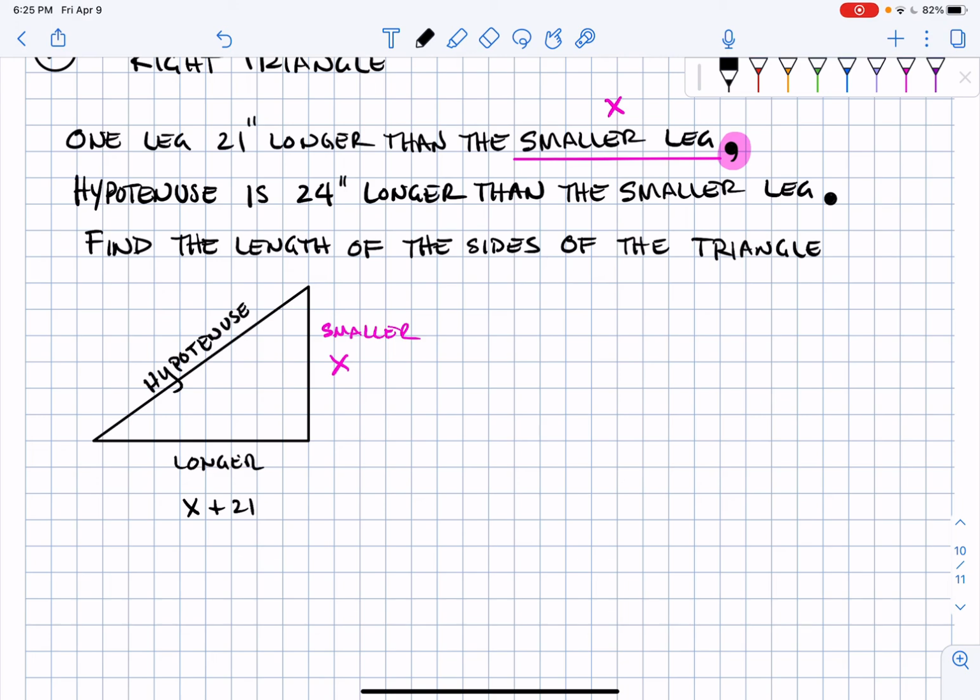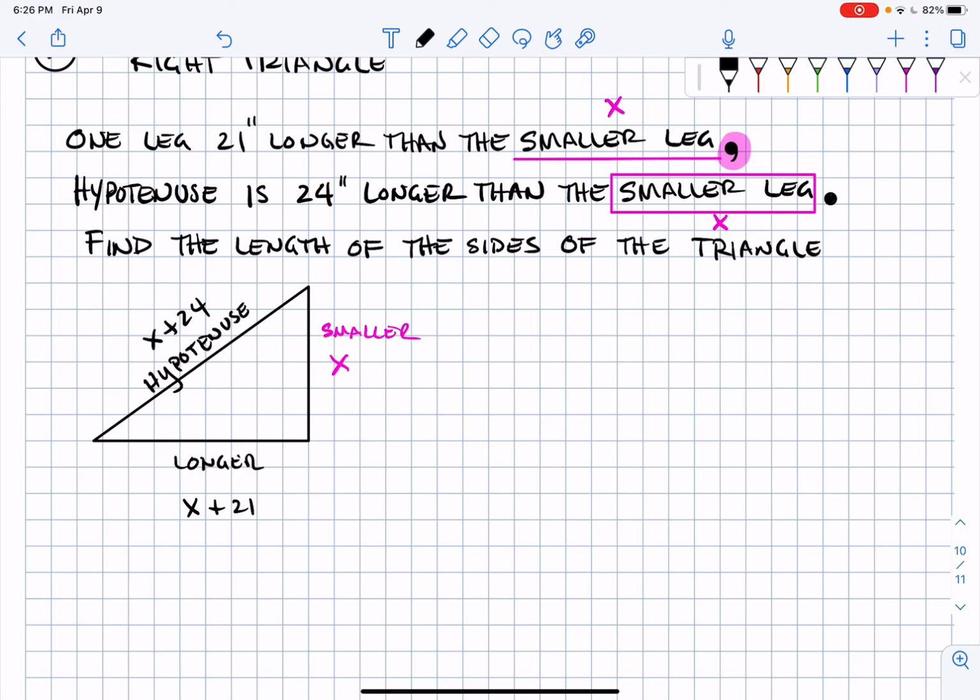Okay? So if I look at the next sentence, look at this. Same thing, right? It says smaller leg right here. So we're going to replace that with x again. So I can say the hypotenuse is 24 inches longer than x. So 24 inches longer than x, so it's x plus 24. All right, so it says find the length of each of the sides.